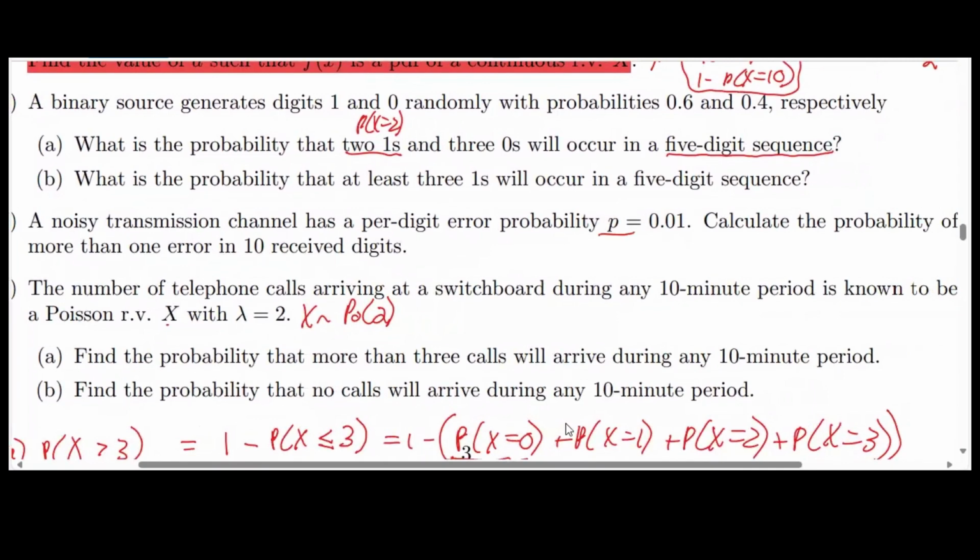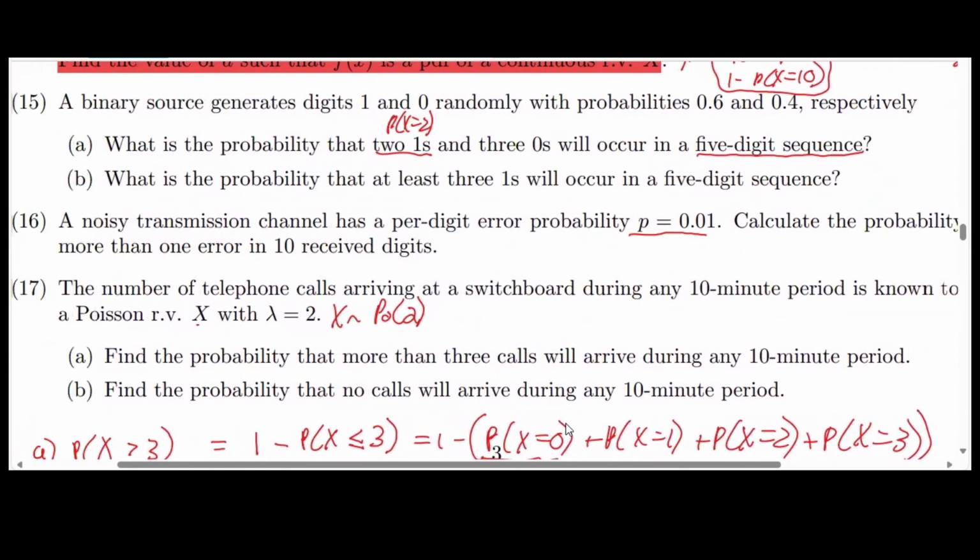So they give you a probability of a success. Calculate the probability of more than one error in 10 received digits. That's basically falling in line with what we do for binomial. We want something of a total. So if X follows a binomial, parameter n is 10, and the probability of success is 0.01.